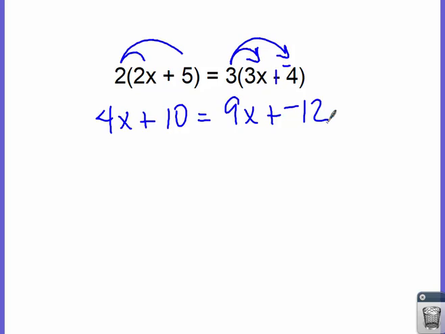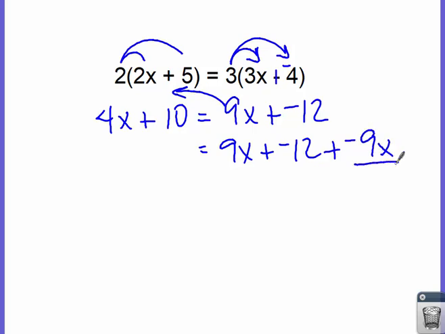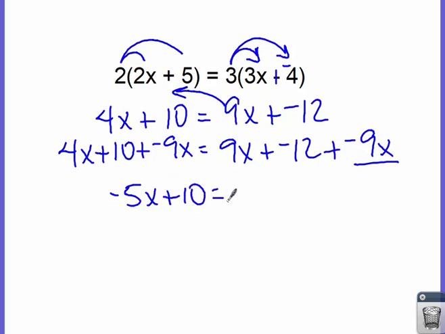Okay, now we're just at a regular multi-step equation. So step number 1, get my letters on one side. So 9x plus negative 12 plus negative 9x, what I use in order to move the 9x, and then 4x plus 10 plus negative 9x. Okay, so I put my x's together on the left. 4x and negative 9x make negative 5x plus 10 equals, now my 9x's on the right go away and we're left with negative 12.